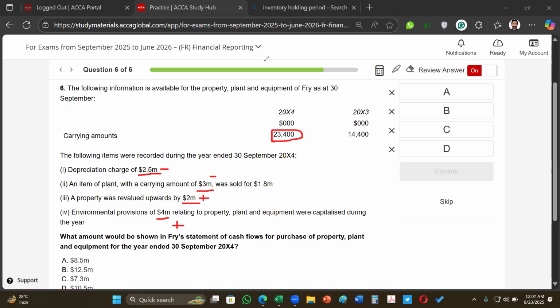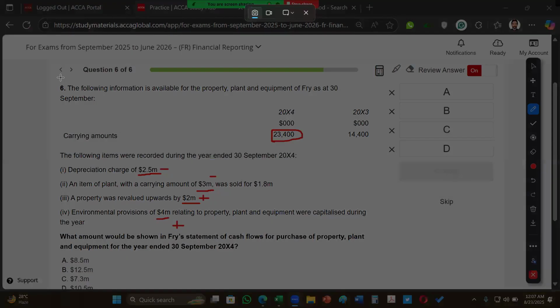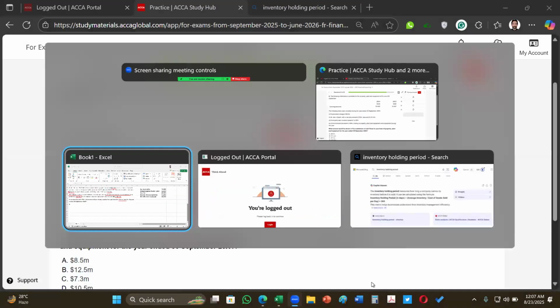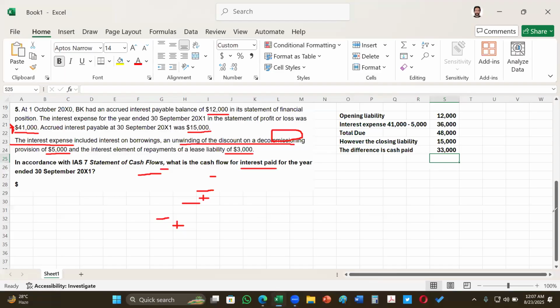Okay, I think you people have already done it. Okay, you've got the answer A. Yeah, I believe that's the right answer. But let's see, the others haven't attempted it. But you people have got it right. Very good. So let's take this one to the Excel sheet and understand.